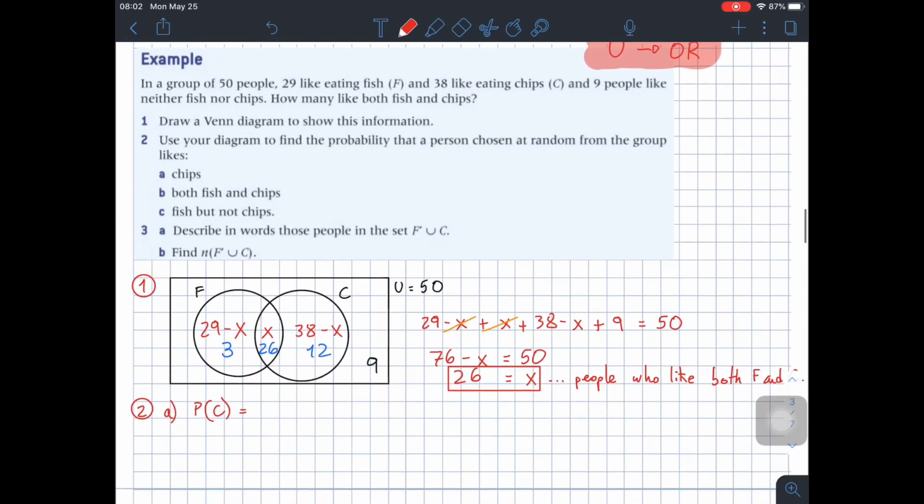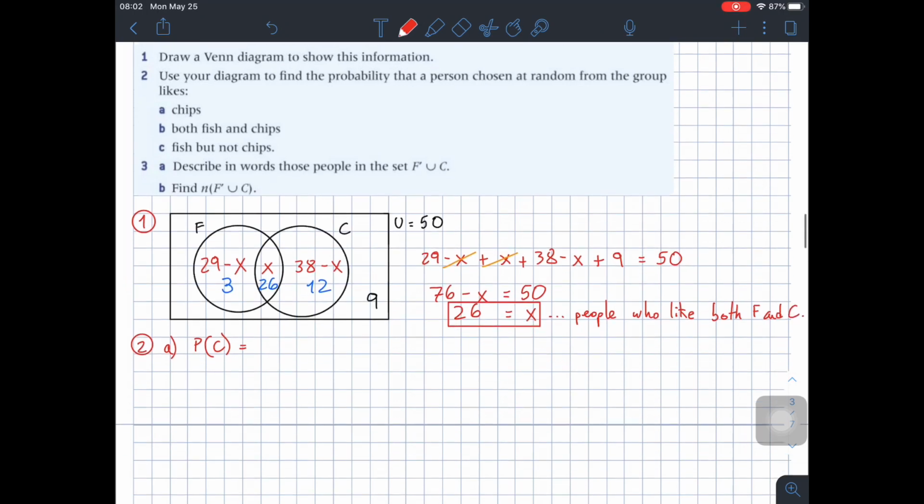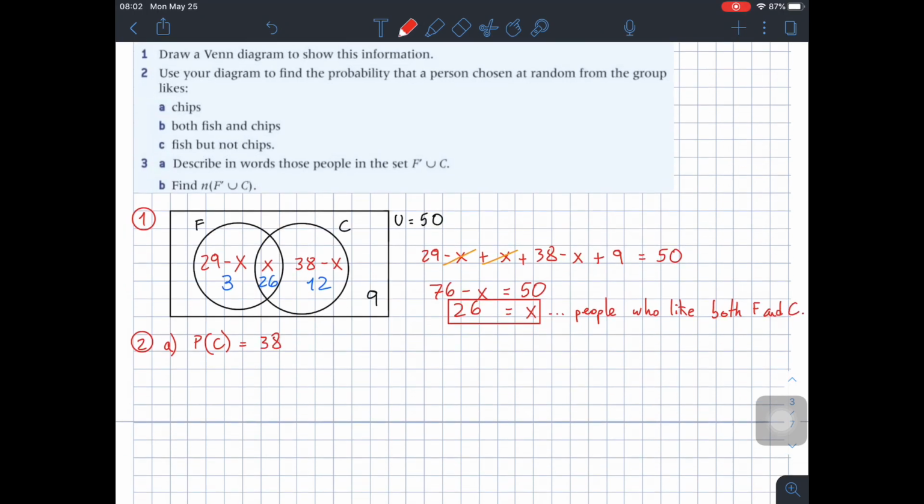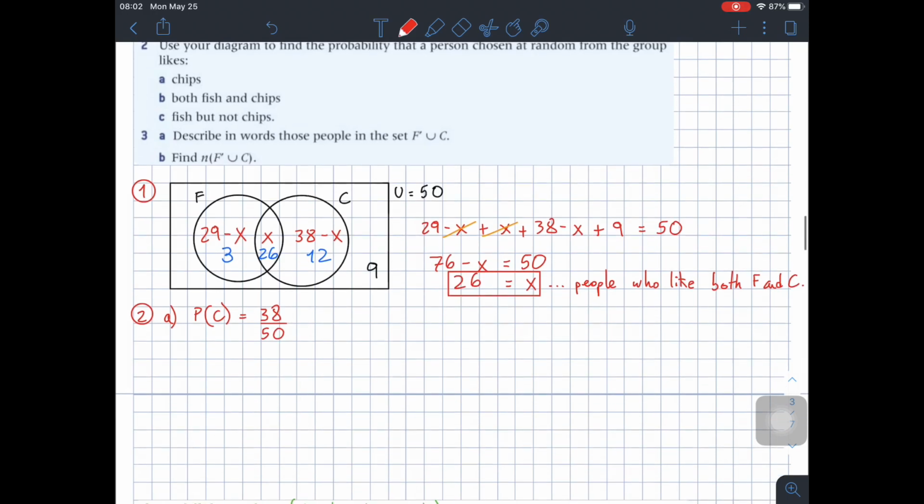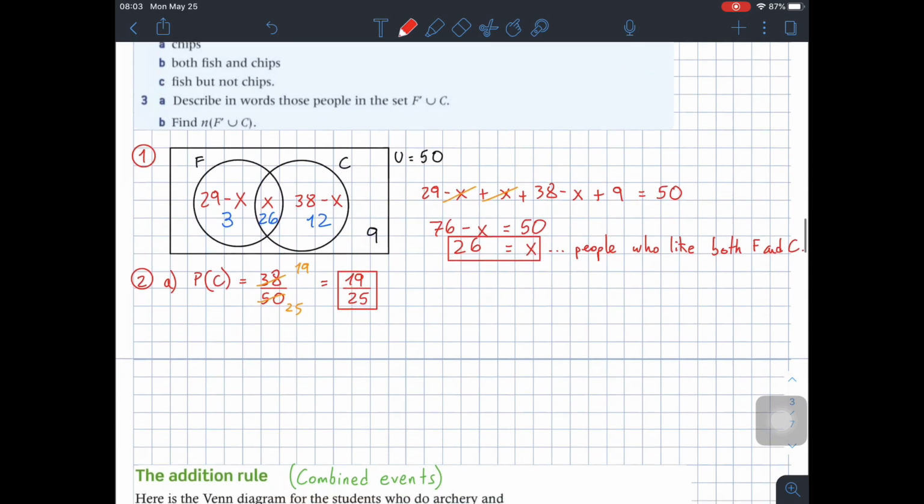So that is, we know that 38 people like chips, right? So 38 over 50. And whenever we can simplify this, we need to simplify this. So if we simplify, divided by 2, 50 divided by 2 is 25, and 38 divided by 2 should be 19. 19 is a prime number, so I cannot simplify this anymore. So this would be equal to 19 over 25. This is the probability of picking someone who likes chips.